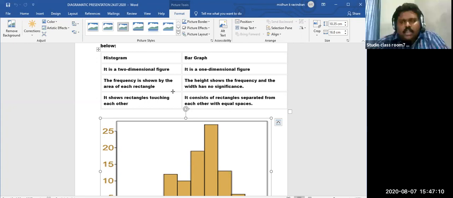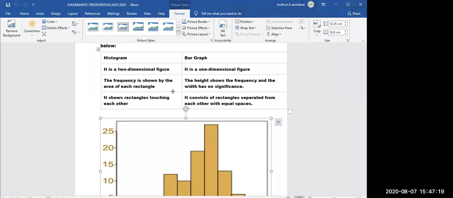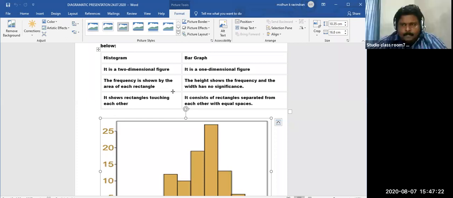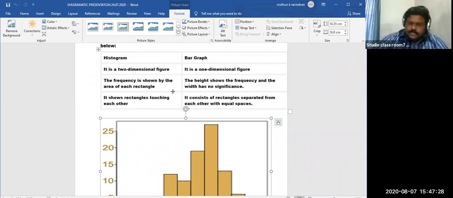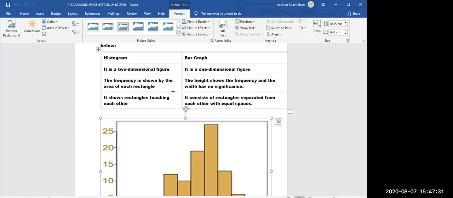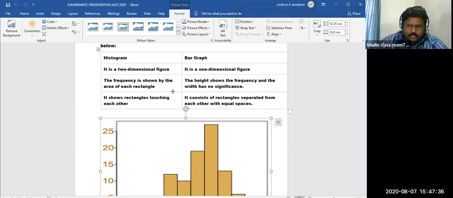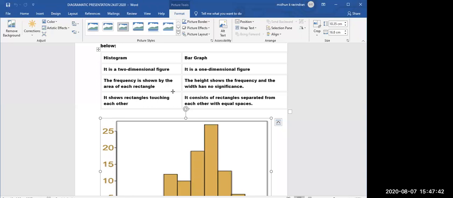Now take your textbook. You can see here page number 50. Subham, do you have a textbook with you? Yes, sir. Just open that. Take page number 50. There is a question here, table number 4.9. Ask a question from that particular table. Just observe the table carefully.